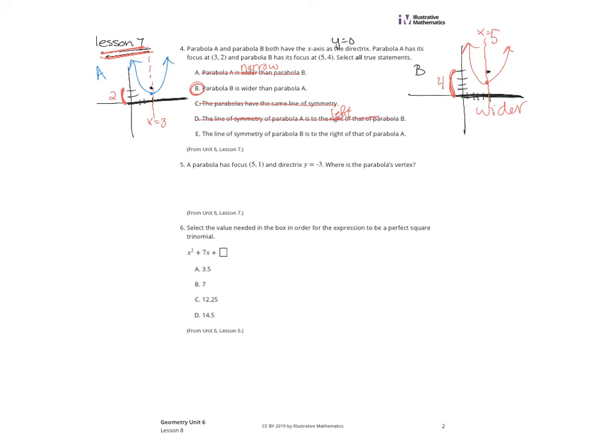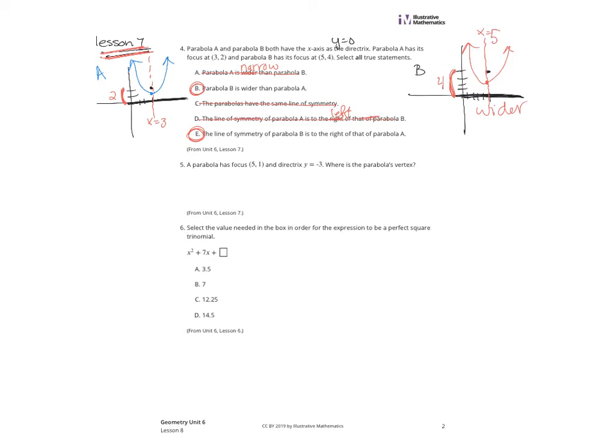The line of symmetry for parabola B is to the right of A. So parabola B has its line of symmetry at x equals 5, and parabola A has its line of symmetry at x equals 3. So 5 is more to the right than 3 is. And so 5 is further to the right, so that line of symmetry is further to the right. Again, that's kind of based on something you might have understood from algebra last year, so it's a tough question.